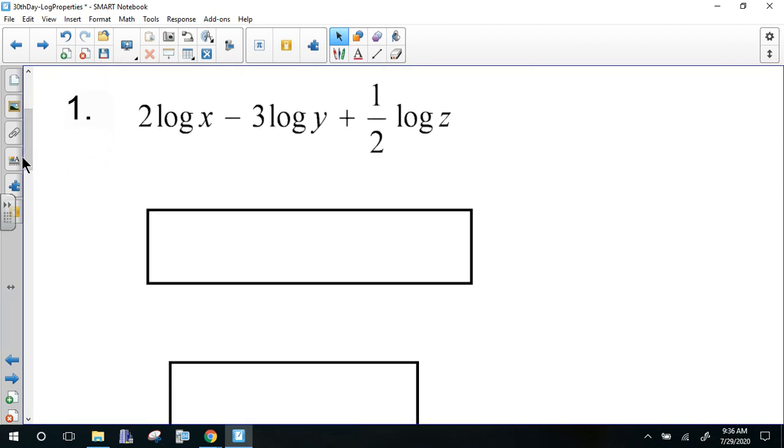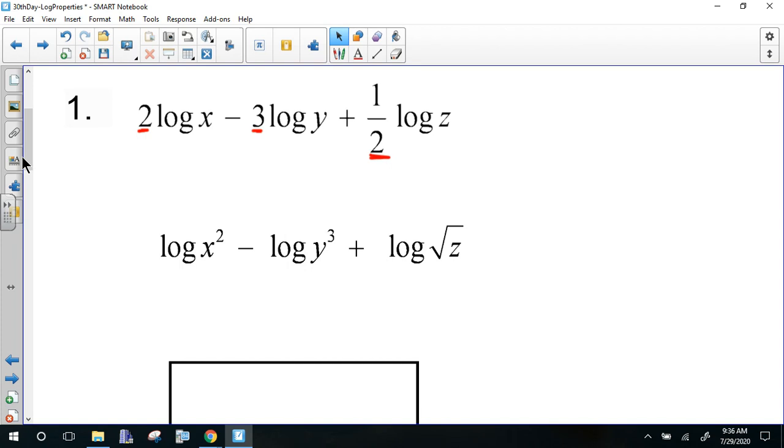So we need to take care of the 2, the 3, and the 1/2. Those are going to go in the opposite direction and become exponents. They'll become the exponents. Notice the 1/2 goes to a square root. And the 2's here, the 1's here.